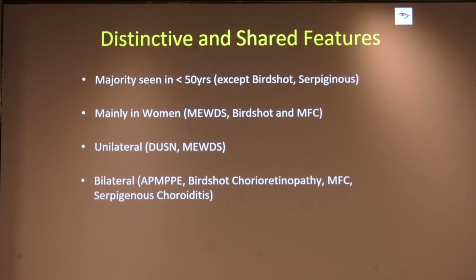Now the distinctive and shared features that we have in these are majority are seen under the age of 50 years, except bird shots and serpiginous. Mostly seen in women, mutes, bird shots, and multifocal choroidopathies. Unilateral could be DUSN, or even mutes can present unilaterally. And most of the other ones are bilateral. I must also give a caution that although these are distinctive and shared features, they are not absolute. So you can have incidences even more than 50 years and even less than about 18, 20 years. So I think age would not be a real big criteria, and even gender sometimes might be misleading.